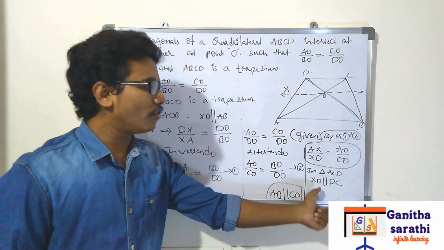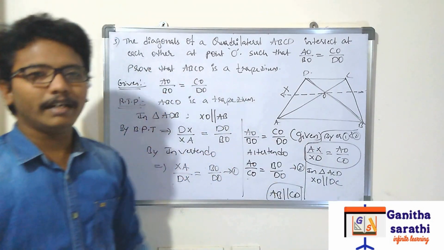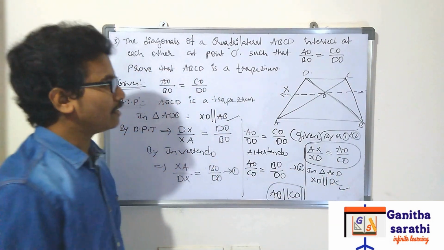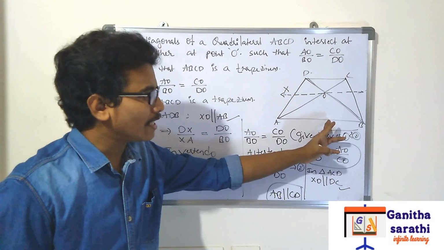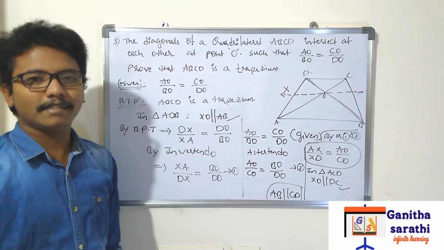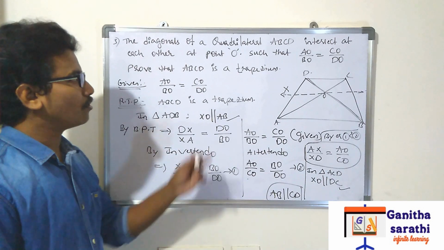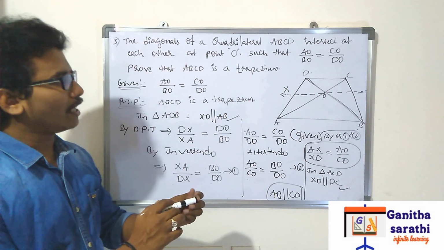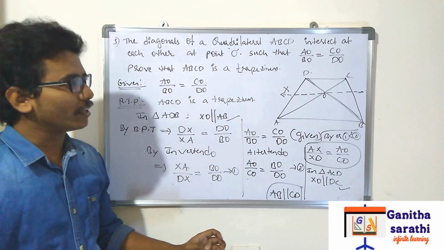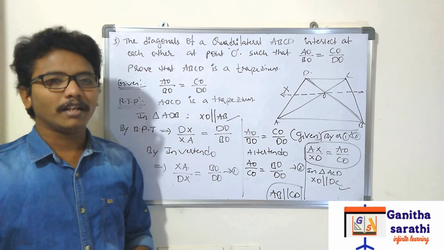Understood? XO is parallel to AB in the first condition given. At last what did we find? XO is parallel to DC. So we can say AB is parallel to CD. Then only one pair of parallel sides is there, so definitely ABCD is a trapezium. Understood? Like this you should find the values. In the next problem, I will give the same kind of question. Now let us move on to the next problem.